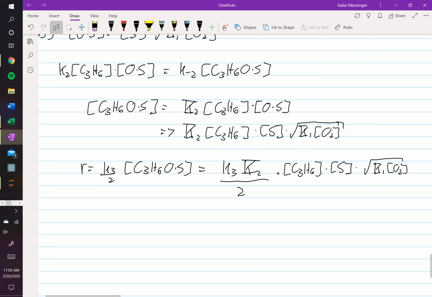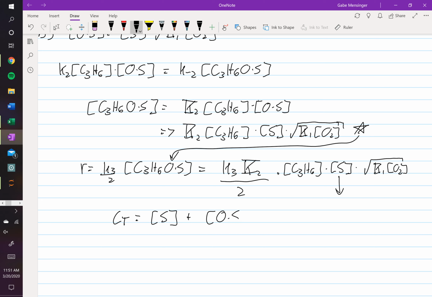Okay, and that was just plugging in what we had here into here. All right, so do we have any problem child species? Yes, we do. We have the S. So we're going to do that the same way we did before with a site balance. Our total number of sites is equal to our empty sites plus our sites occupied by oxygen and our sites occupied by the acetone.